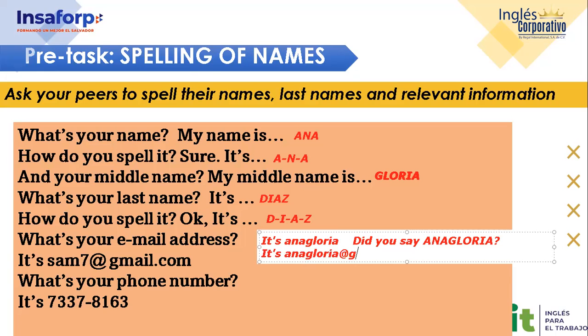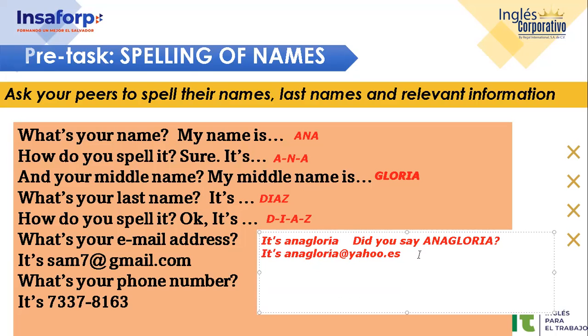At. Okay. Gmail or Hotmail? Yahoo. Dot com. Okay. Dot com. Yes. Okay, good. Excellent. Thanks. And what's your phone number? 76... 8... 2 6 3... 1 2. Excellent. Okay. Thanks, Ana Gloria.